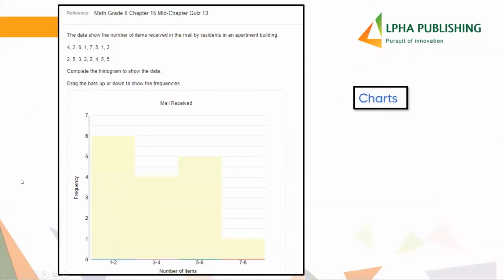We have chart items. This one's a little bit difficult to see just because of the yellow on white, but this is a question that asks, the data shows the number of items received in the mail by residents in an apartment building. And so there's a list of data, and then we're supposed to complete the histogram to show the data, drag the bars up or down to show the frequency. So these yellow bars, this actually is the answer highlighted, but students would go down here to the bottom where it says the category 1 to 2 and drag this up, and the category 3 to 4, drag this up. And we have one of these to show in the demo today.